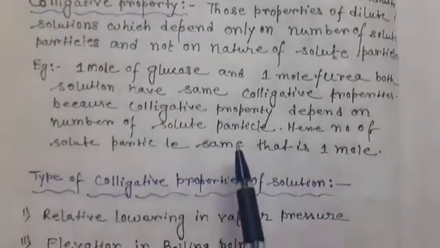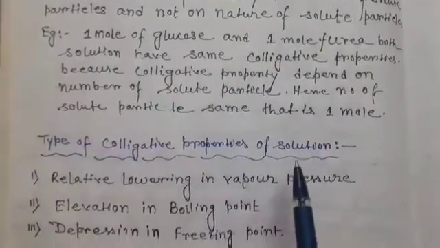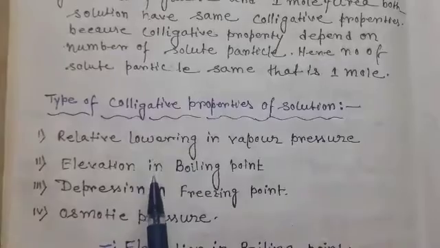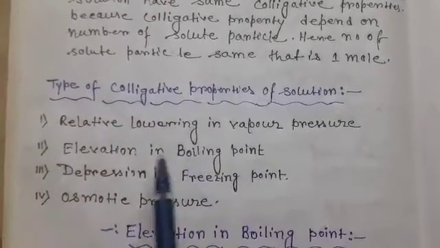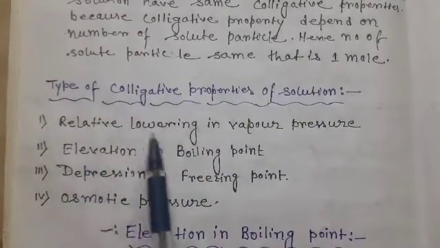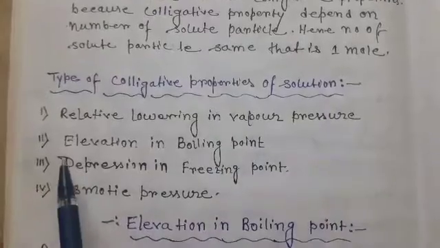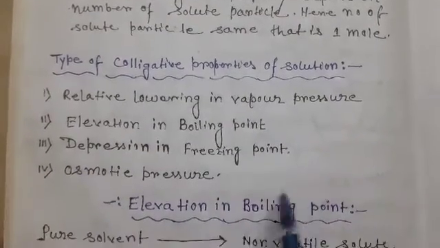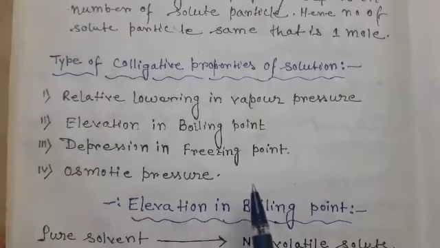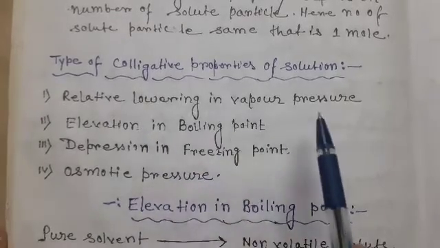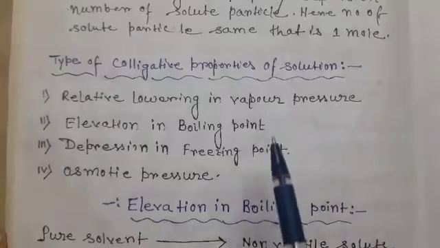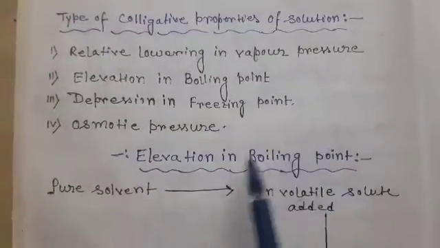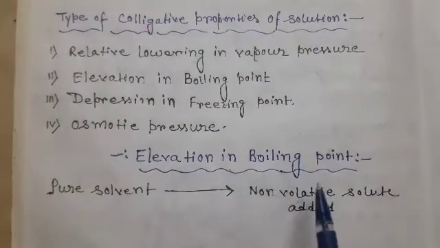Next topic is types of colligative properties of solution. There are 4 types of colligative properties of solution. First one is relative lowering in vapor pressure, second elevation in boiling point, third depression in freezing point, fourth osmotic pressure. Relative lowering in vapor pressure was discussed in the previous part. So today's topic is elevation in boiling point.